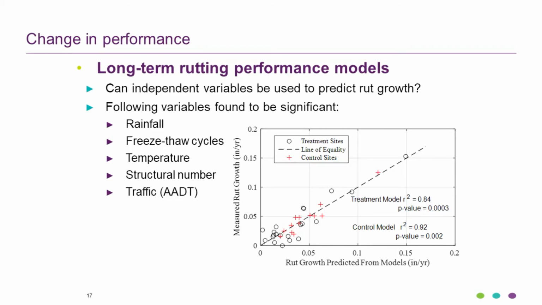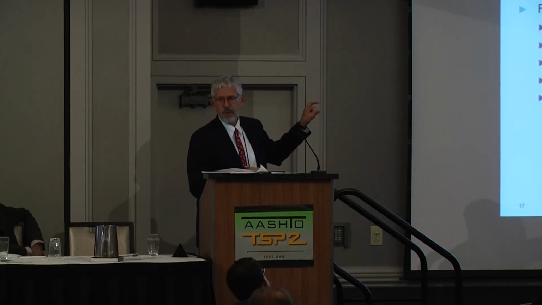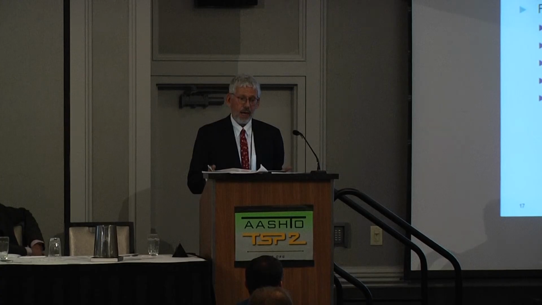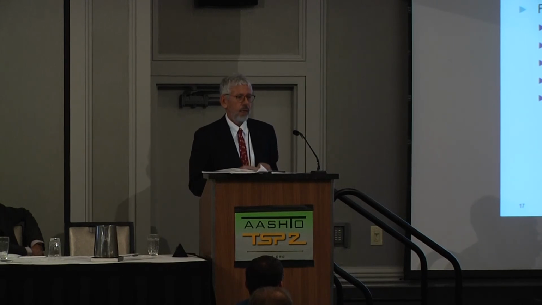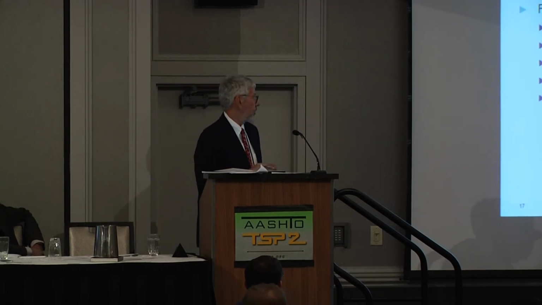What you're looking at here on the x-axis is rut growth predicted from the models. The y-axis is rut growth measured, actual. And if you look at the regression where the points fall in that line, the red pluses represent untreated, the circles represent treated. If you notice, they fall really close to the line of equality, which means that we can develop indeed very good models that will give us the performance, the long-term performance of treated and untreated pavements.